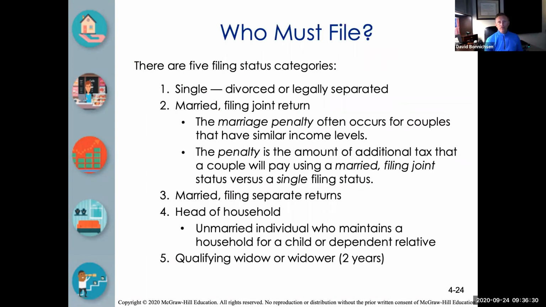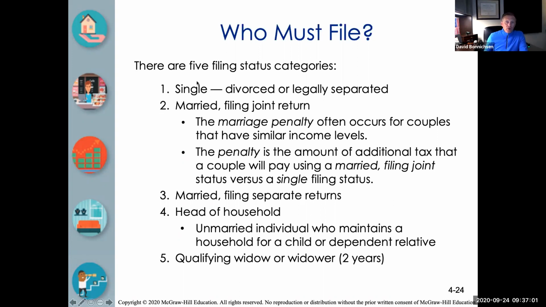So we've got 5 different filing statuses. We've got single, that's fairly obvious. We've got married with a joint filing, okay? We've got married, but we're going to file separately. We've got head of household, which is when you're an unmarried individual, but you've got dependents that live with you, whether that's a child or a dependent relative. And then you've got qualifying widow or widower. So you've got 5 different options to choose from.